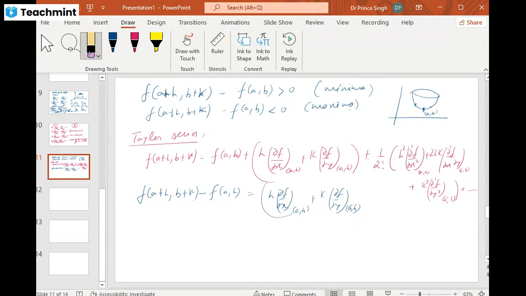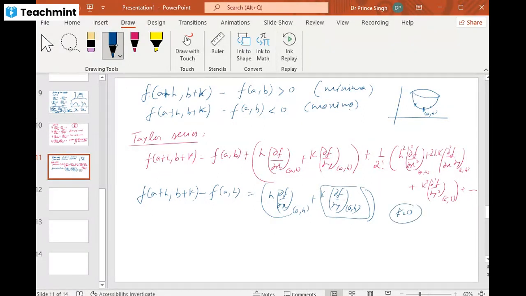So I'm simply considering this one. Now what will happen? Now again, they are fixed values. So if I take h to be, suppose k is 0. Suppose I consider k is equal to 0.